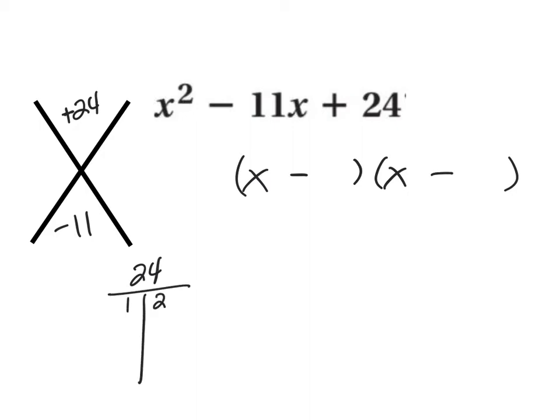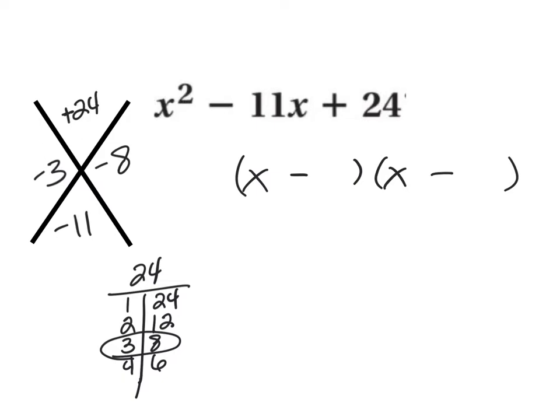So we have 1 and 24. That's not going to work. 2 and 12. No. 3 and 8, possibly, and 4 and 6. Now I'm looking for a sum of negative 11, so it looks like 8 and 3 is it. So I have a plus 3 and a plus 8. So, oh, not plus. Wow. Oh, where my brain went there. Negative 3 and negative 8.